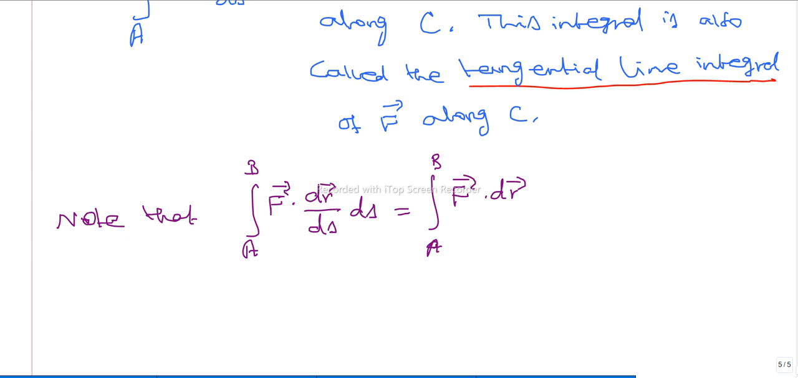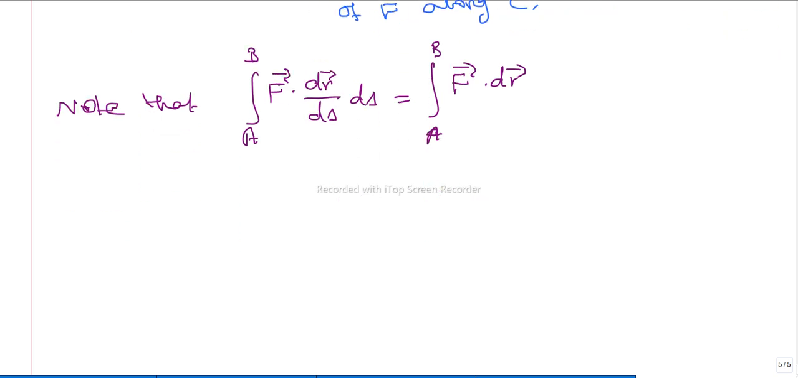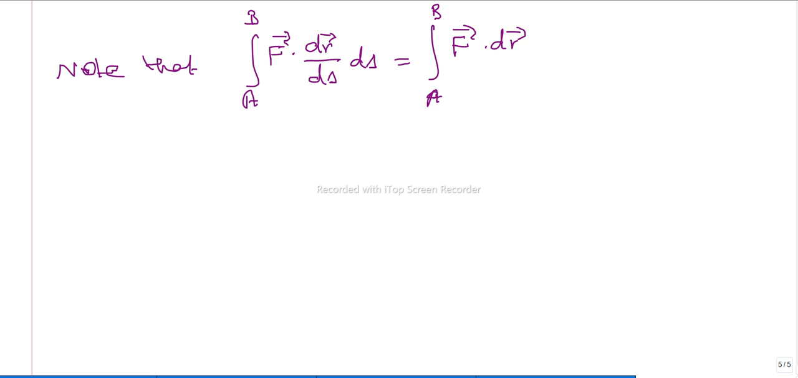Now there is an important theorem for line integrals. What is the necessary and sufficient condition for the integral a to b of f dot dr to be independent of path? It is that f should be the gradient of some scalar valued function. That is the first theorem on line integrals.